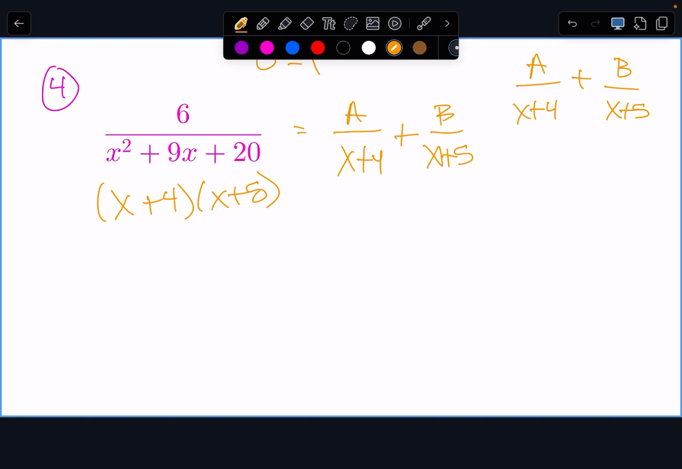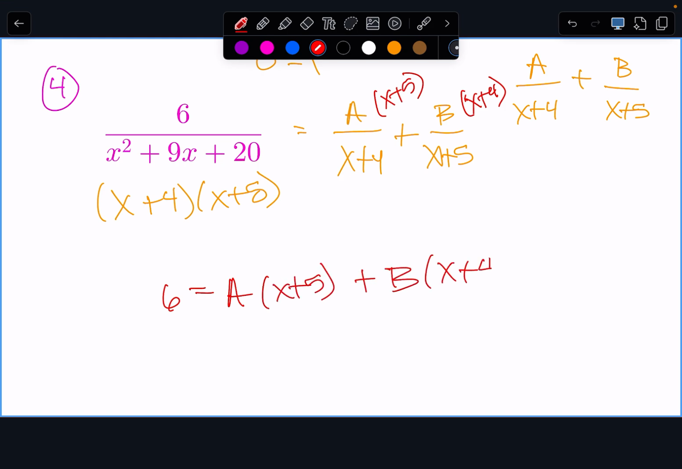And we need common denominators. So this needs x plus 5 over x plus 5. I don't want to write it. It's too much. And this would be x plus 4. If I write it shorthand, is that okay? Is it bugging you? Yeah, I didn't really write common denominators. I just added it to the numerator because I know I'm going to clear it. 6 equals a(x plus 5) plus b(x plus 4).